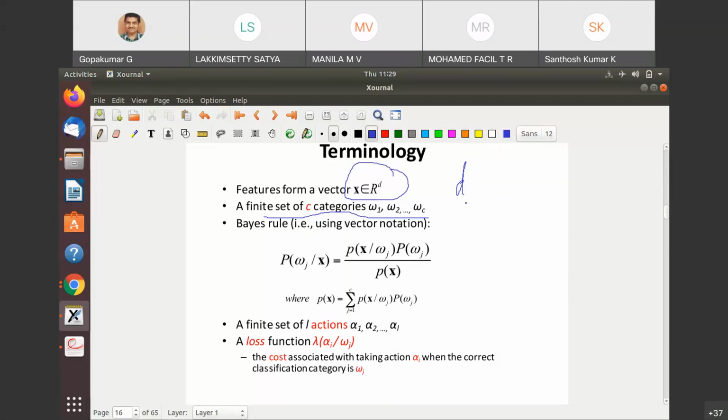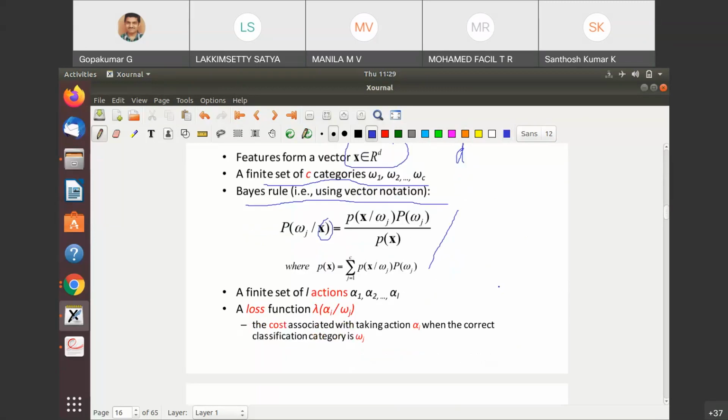Maybe your special interest that we will see later. In vector notation, we can extend the base rule. We are just replacing the small x with a capital bold X. Nothing but that the single feature is replaced with a feature vector. So that is the difference here. All other equations and concepts remain the same.